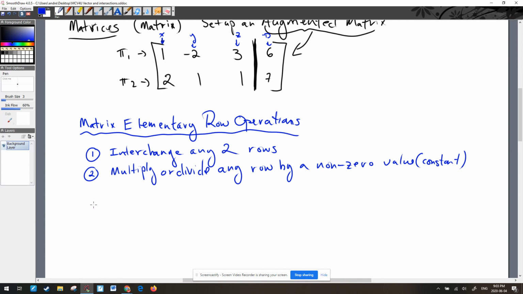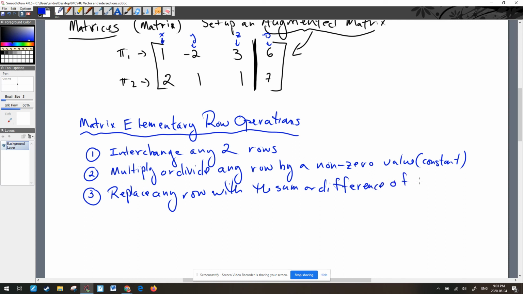And then the third thing that we have the capacity to do here is replace any row with the sum or difference of that row and any other row, which is kind of hard to understand, but with 2 rows, it's not very exciting.